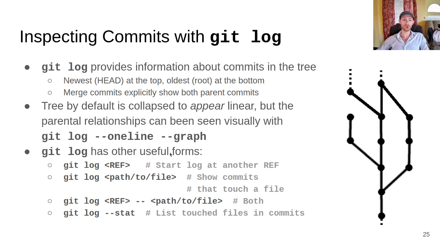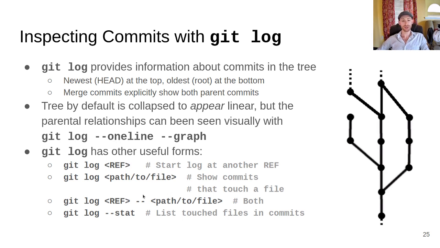It has other useful forms here. Git log by default will start at HEAD, which is wherever you happen to be checked out, but you can give it any ref, and you can say basically start git log at a different location in the tree. You can also do git log and then give it a path to a file in your repository. This will only show you commits that actually touched that file, and it will ignore other commits. You can actually combine these two arguments and say both of these things, meaning start the log at this ref and only show me commits that have touched the file that I give it.